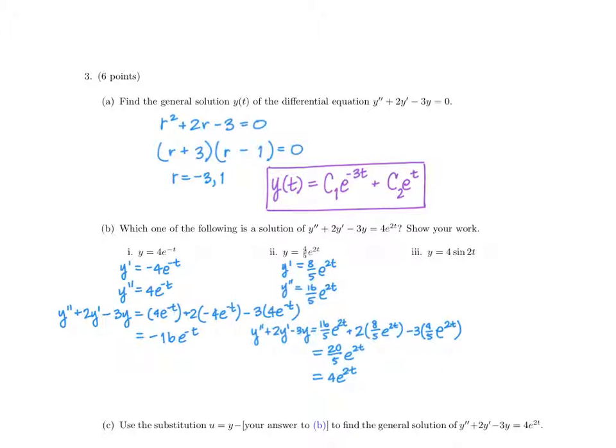We go ahead and for this particular choice of y, calculate y prime and y double prime. If these are our y prime and y double prime, then y double prime plus 2y prime minus 3y gives us, voila, 4 times e to the 2t. Fantastic. That means that this choice of y is indeed a solution to the differential equation.